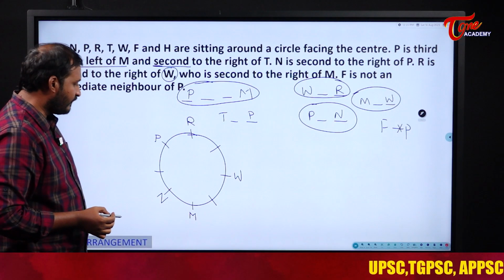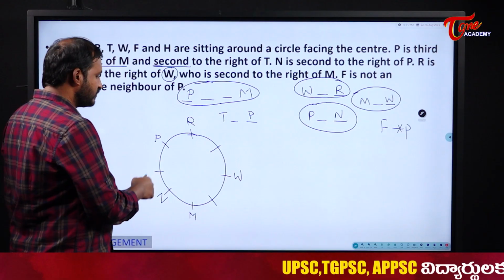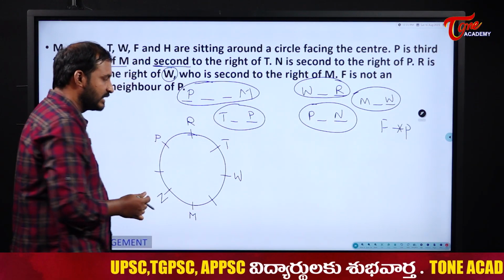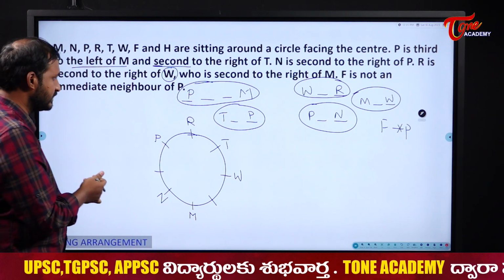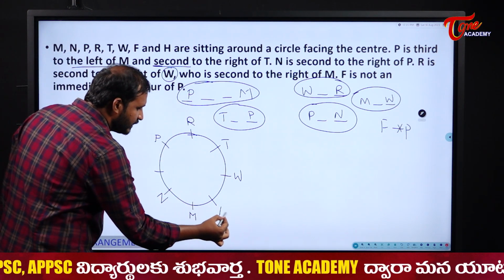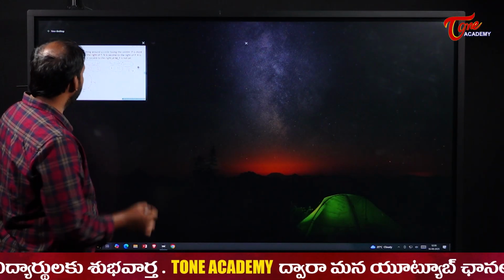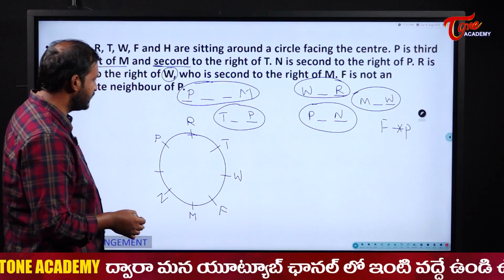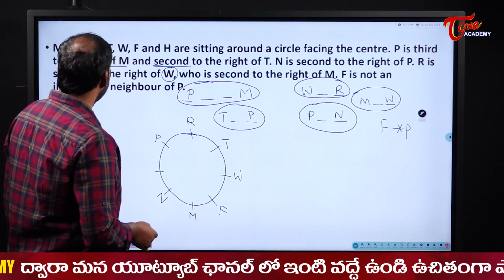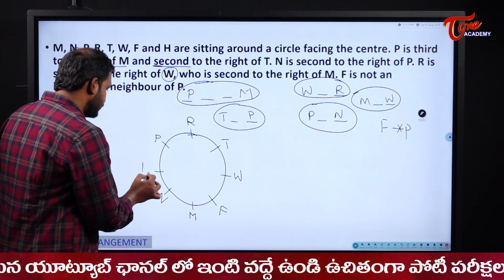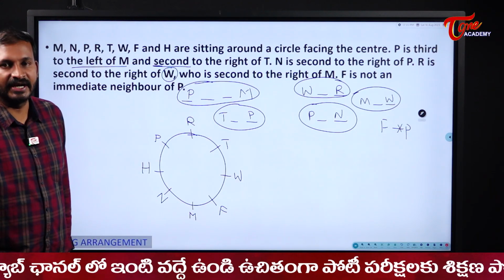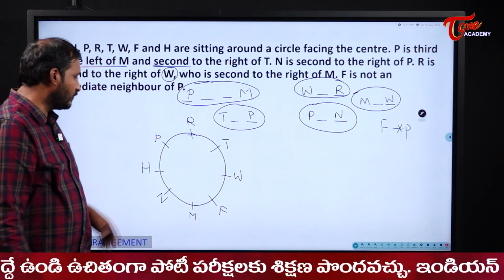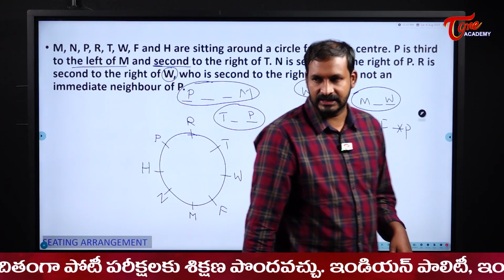Next, for T second right is P. Where should I place T? Definitely here. Then only it will become second right. So T is here. Next, F and P are not neighbors, so F will go here. Who is the only person left for us? P, Q, R, T, W, H. So H will come here. This is the final arrangement for us.